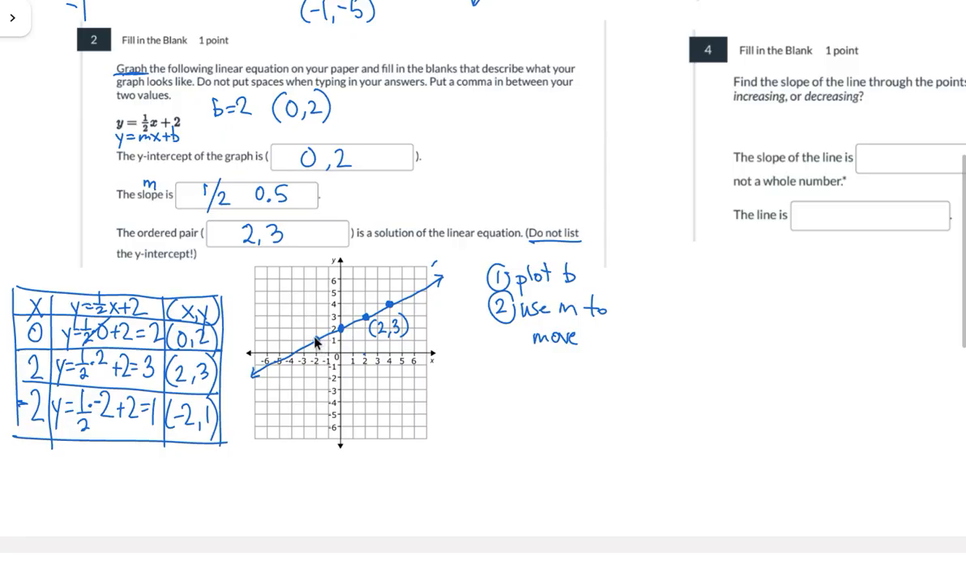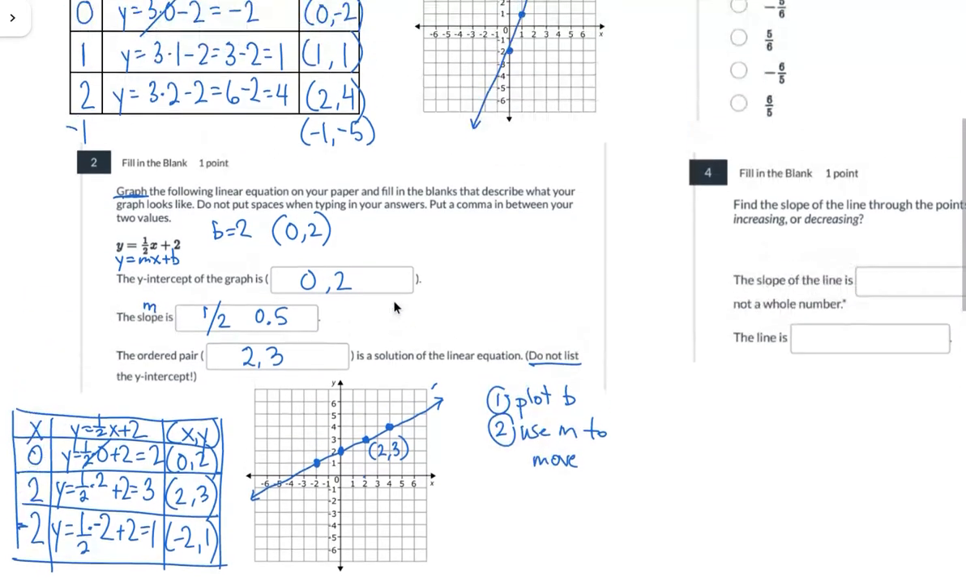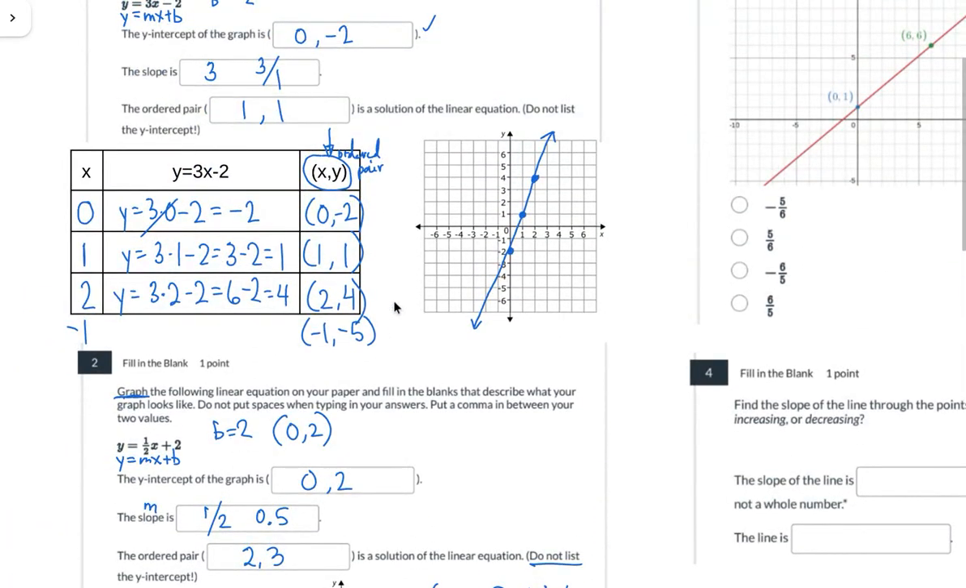Do we see how that falls on the line? Okay, so this could have also been an ordered pair that you would put in there. You would either need to have shown this type of work, identifying what is m and b, and how you would be able to graph this line. All right, let's move on to question number 3.